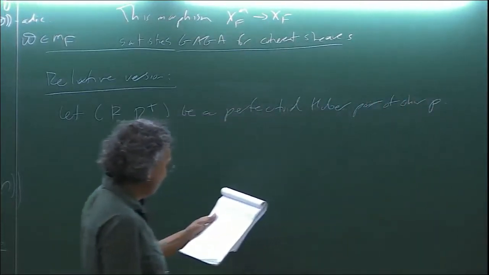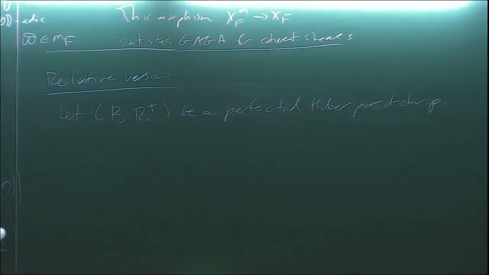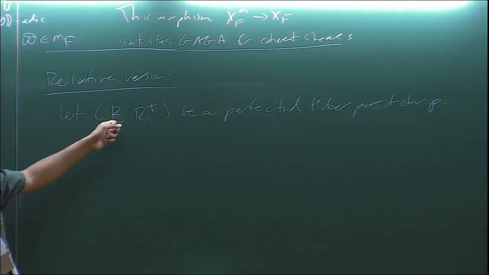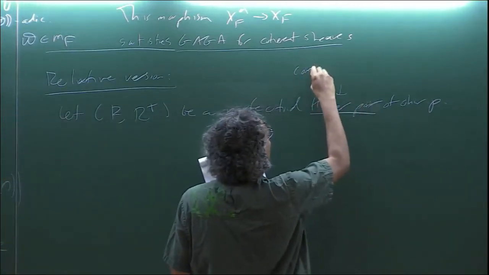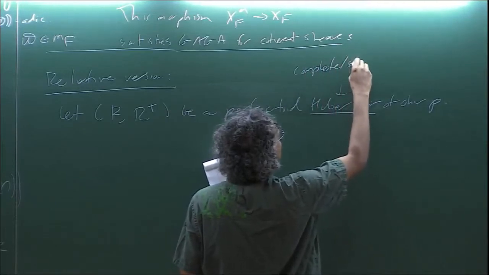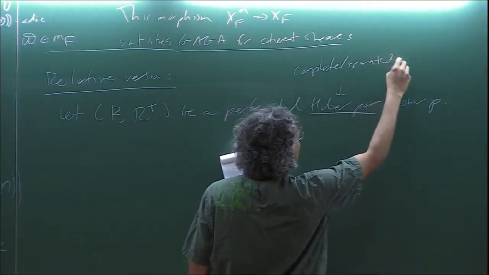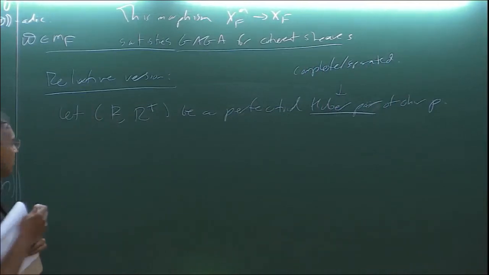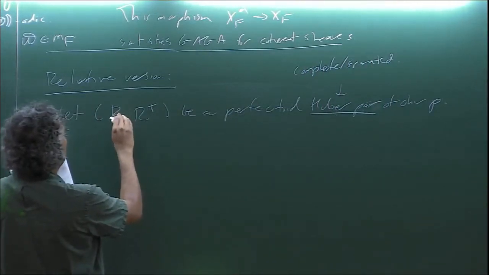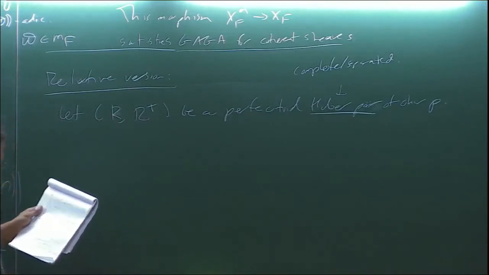And I won't try to remind you what a perfectoid ring is, but in characteristic p, it's basically a perfect Huber, well, my Huber pairs are always going to be complete and separated. So you want to think about a perfect Banach algebra in characteristic p. That's basically what R is. If you don't remember about R^+, you can kind of ignore it for the moment.